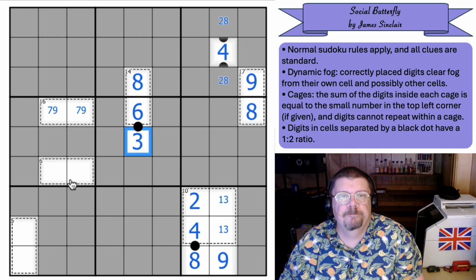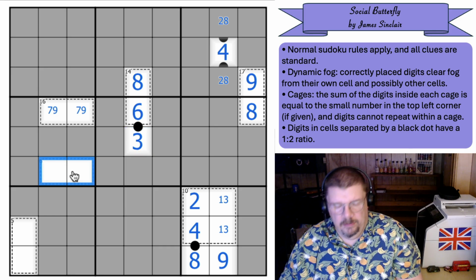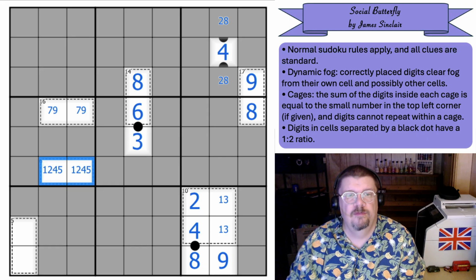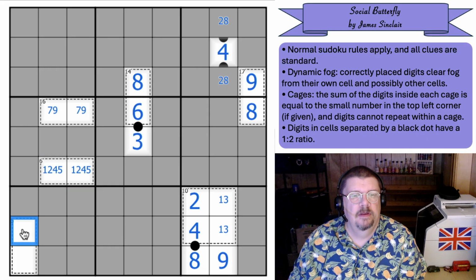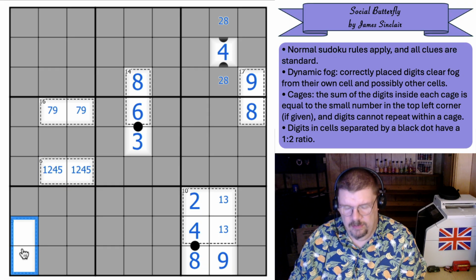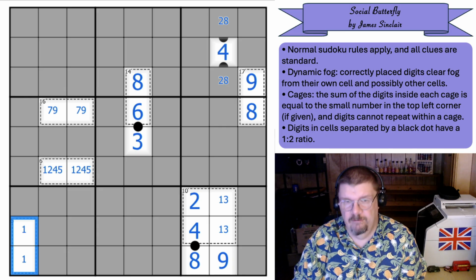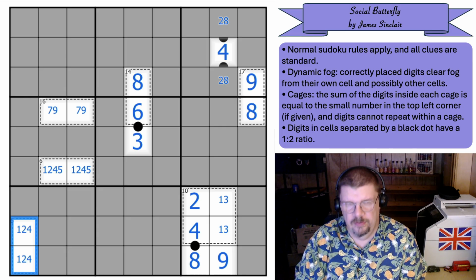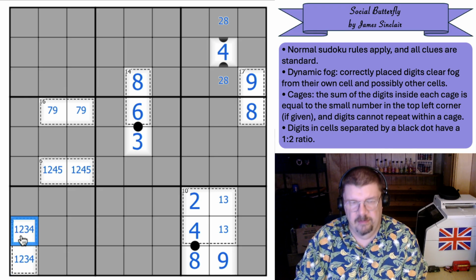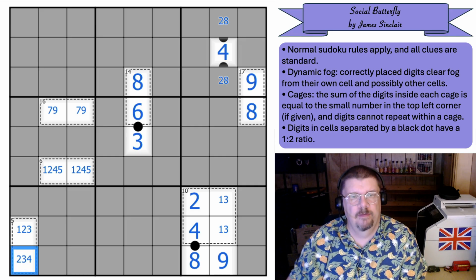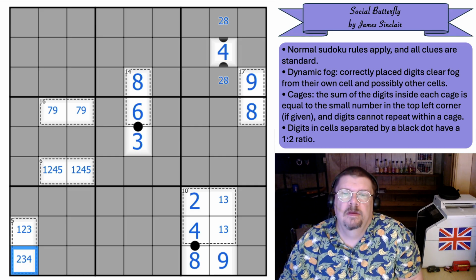Okay. Let me ponder. Okay, we either have 1, 5, or 2, 4 there. And then we have either 1, 4, or 2, 3. That can't be a 4, so that can't be a 1. And let us think.